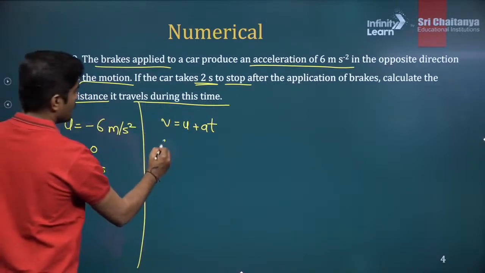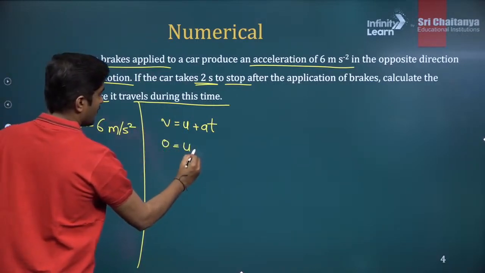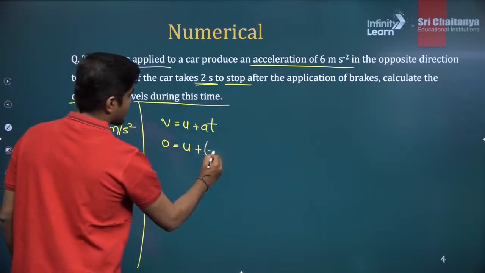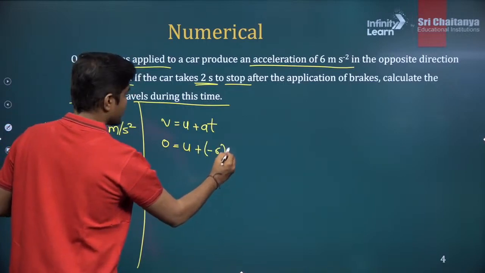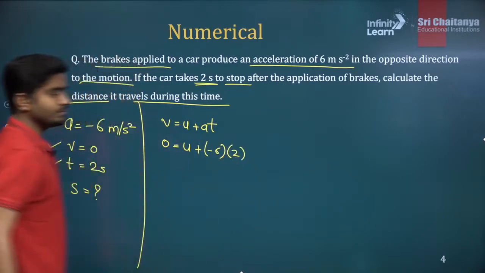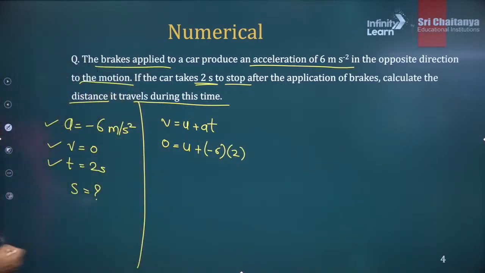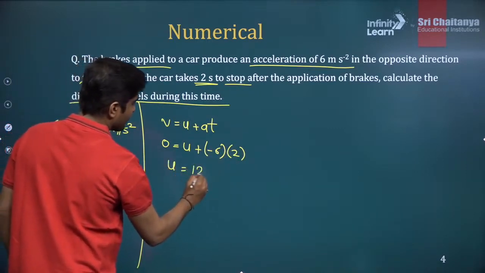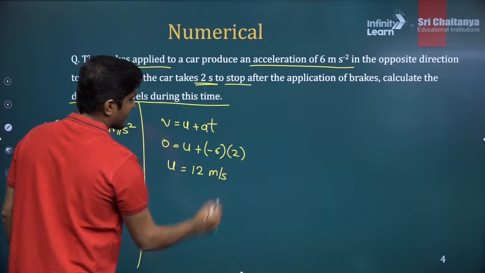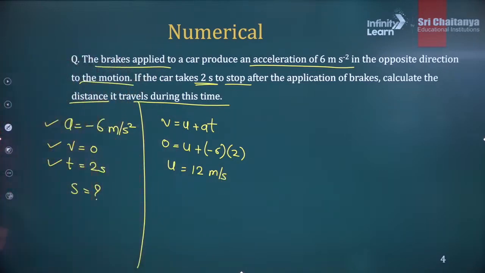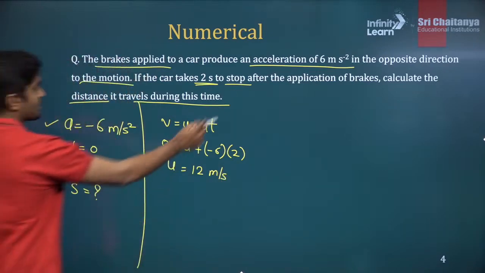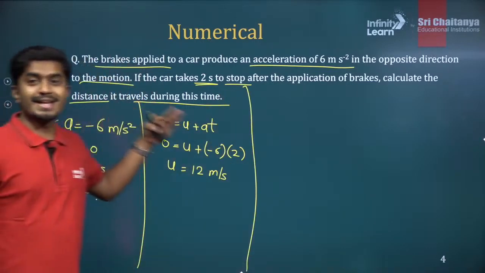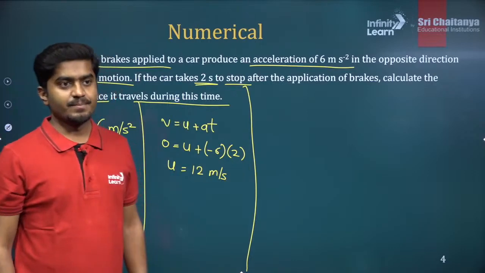Substitute: v is 0, equal to u plus acceleration, which is minus 6, times t, which is 2. So the initial velocity u will come out to be 6 into 2, which is 12 meters per second. Now once you calculate the initial speed, you can use both the second equation as well as the third equation.